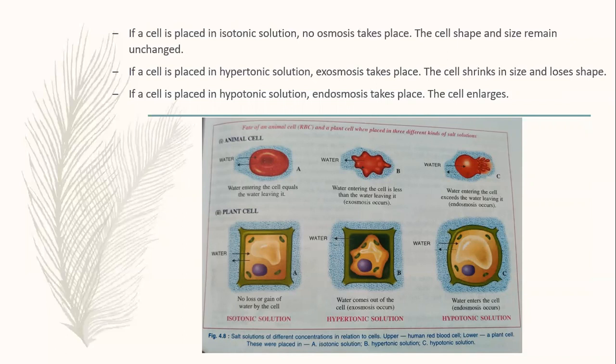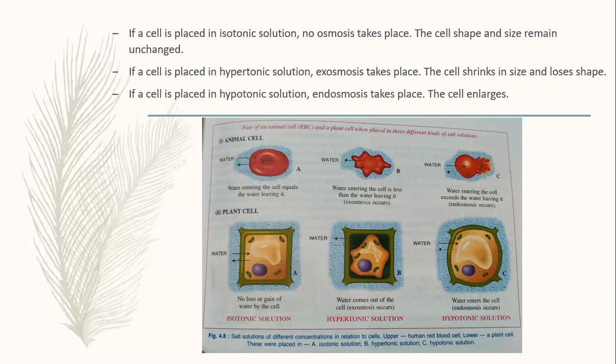Third, a cell placed in hypotonic solution. That means outside the cell, the solution contains more water. So endosmosis will take place in the cell. That means the cell becomes turgid. The same will happen to a plant cell kept in isotonic solution, hypertonic solution, and hypotonic solution.